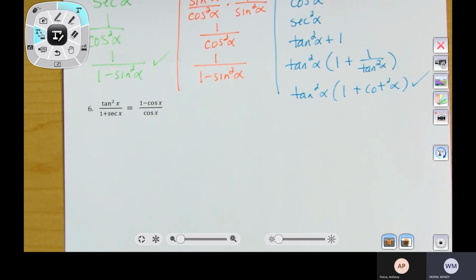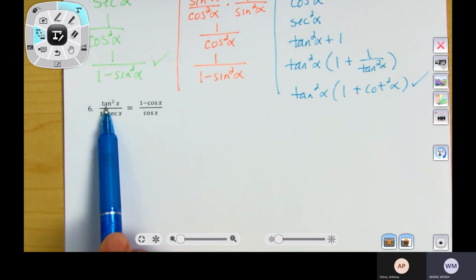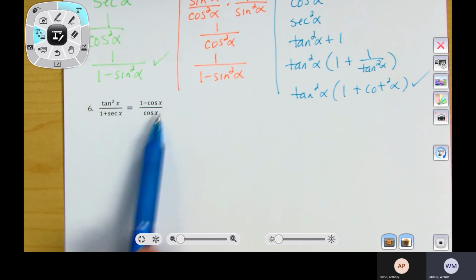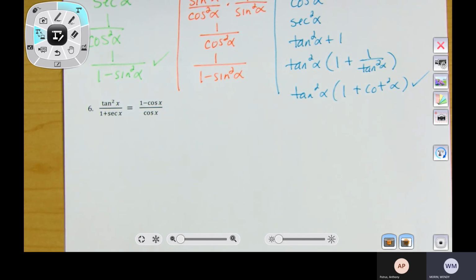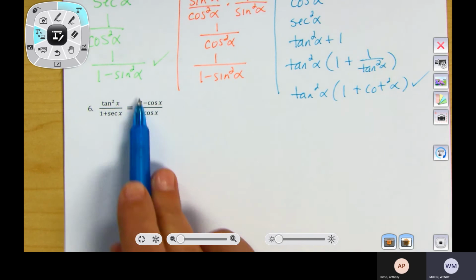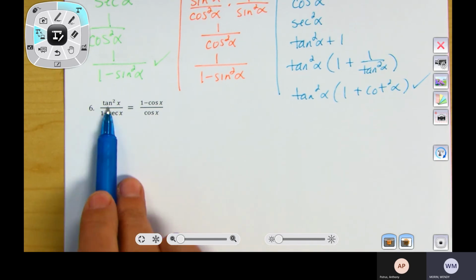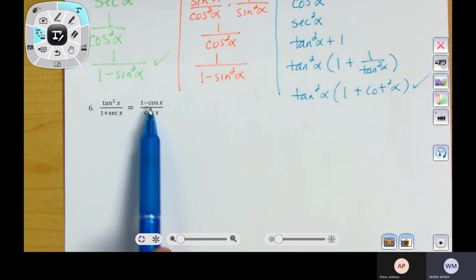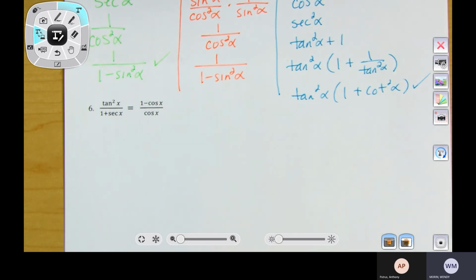Okay? Again, let's play Sesame Street here. Which one of these doesn't go with the other? Which one doesn't pair well with cosine? Tan. So some people say, let's change it to sines and cosines. Okay, but are there any sines over here? No. So let's pick something else.